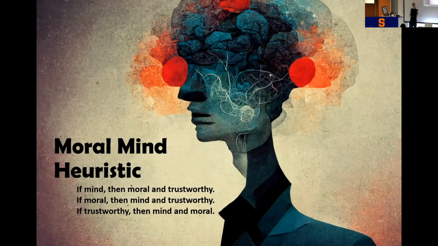If I perceive mind in a robot, remember, this is a zero history encounter. I've never met this robot before. If I see mind in the robot, I think it has mental capacities, then I will also see it as moral and trustworthy. If I see it as moral, then I also see it as trustworthy and as having mental capacities. If I see it as trustworthy, then I will also think it has mind and morality. This makes no sense whatsoever.